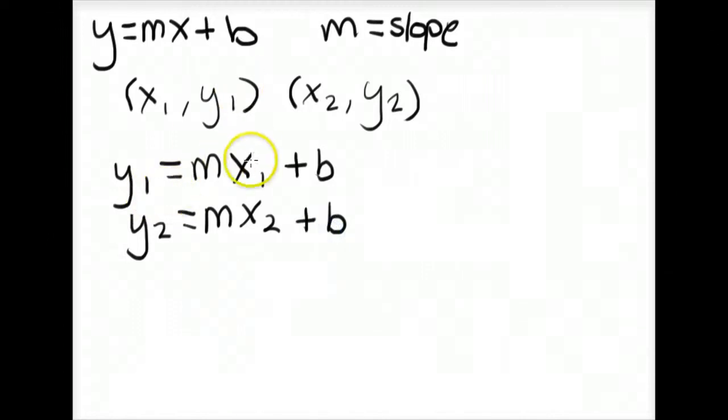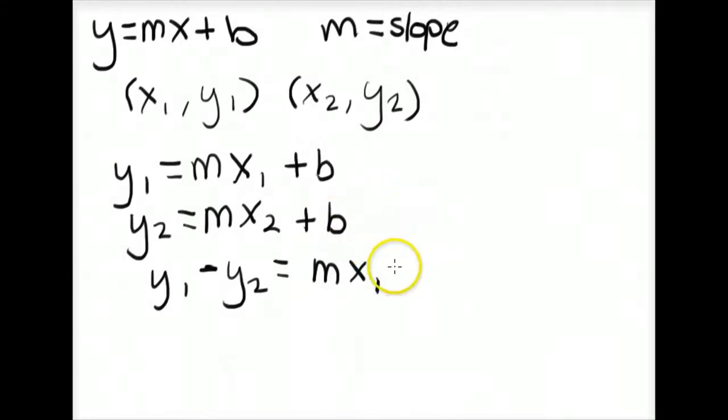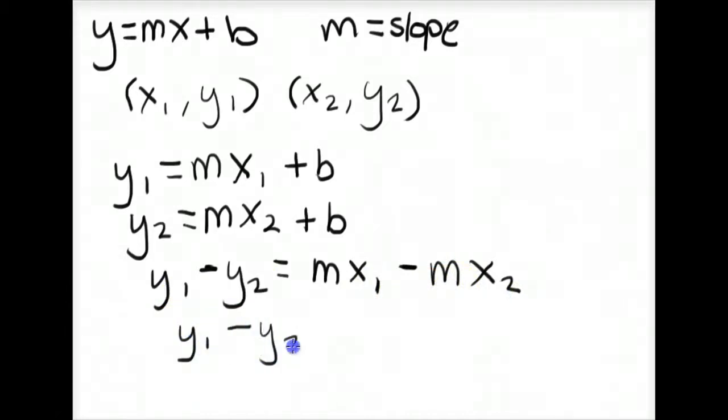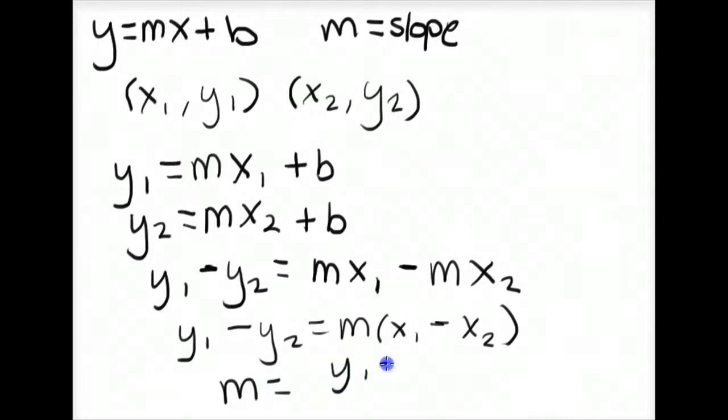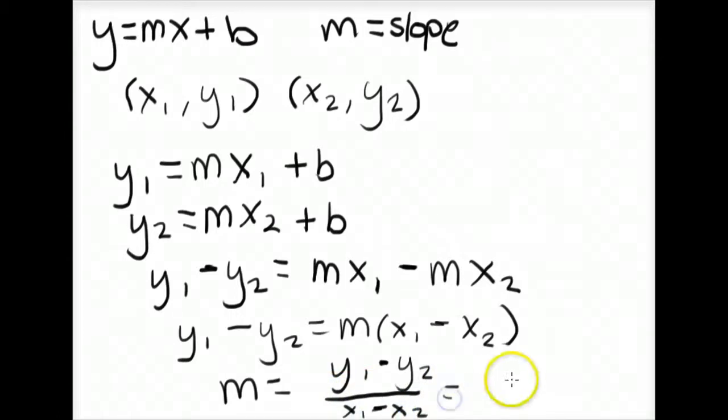Now if we subtract one equation from the other, we get y1 minus y2 equals mx1 plus b minus mx2 minus b. The b's cancel out since we're subtracting, so it's really just m times x1 minus m times x2. From there, we have a common factor, so we can factor out the m and say y1 minus y2 equals m times x1 minus x2. Then solving for m, we get m equals y1 minus y2 over x1 minus x2, which is the change in y, delta y, over the change in x, delta x.